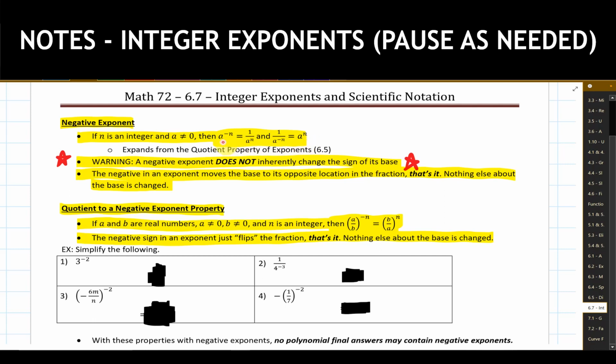If our base, which is a in this point, is in the numerator of a fraction at the beginning of the problem, then this negative exponent is going to move that base to the denominator of the fraction. And after that, we can drop the negative in the exponent spot, and we're just left with an n left over. That's all that can be left from there.